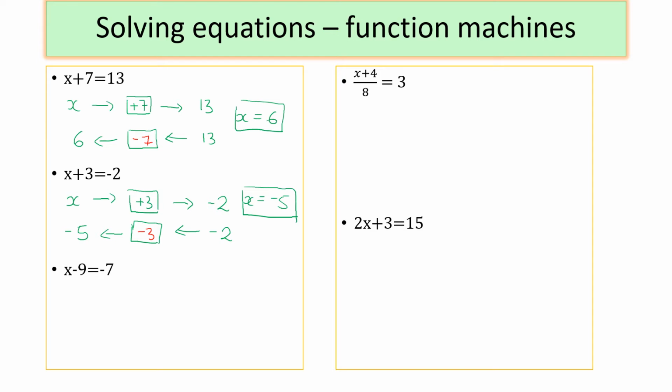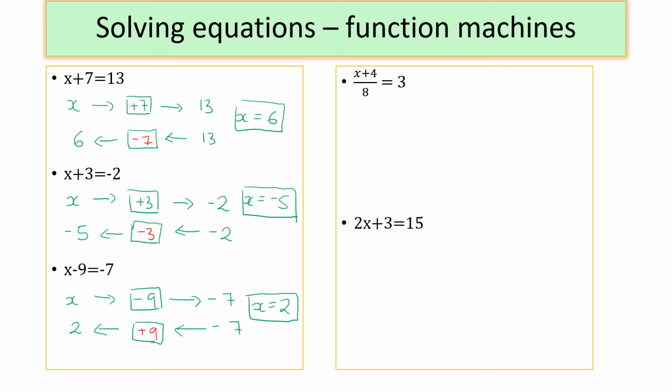In the next example, start with x, take away 9, and the answer is minus 7. We're going backwards, so we start with minus 7. Now the opposite of taking away 9 is adding 9. Minus 7 add 9 is positive 2. So the answer is 2. We have some more challenging questions on the right hand side.